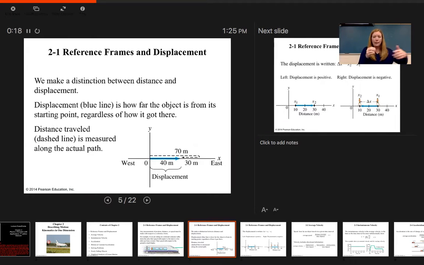So distance is how far you travel. It's what your odometer in your car is going to read. Displacement is the shortest distance from start to finish for some kind of a trip.